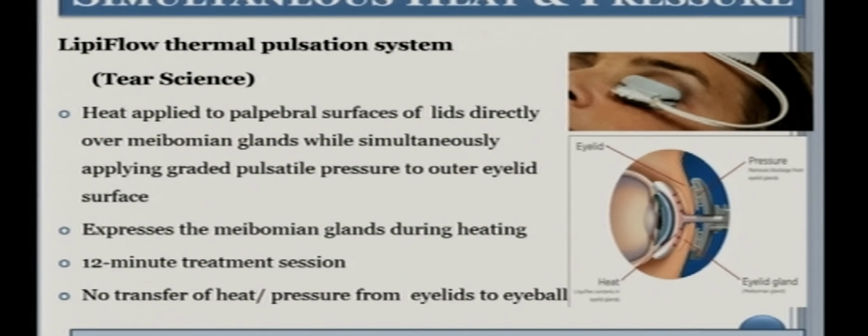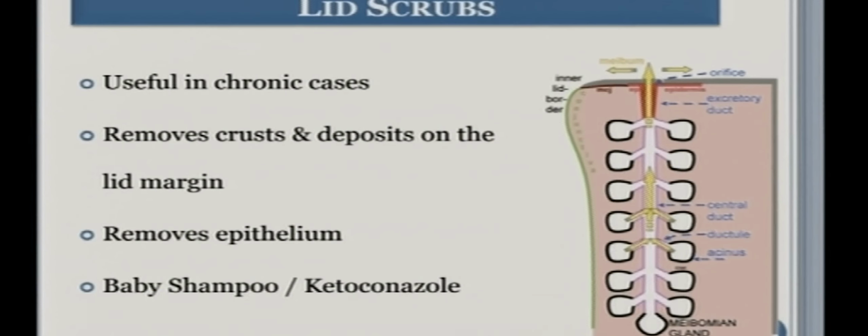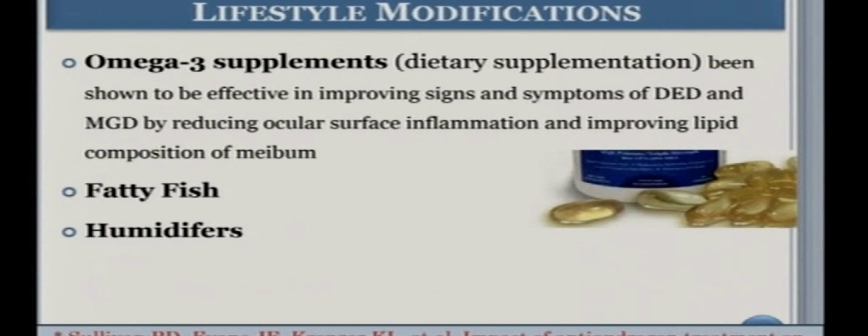You provide the heat from inside and you have a thermal pulsator from outside the lid. So you have simultaneous heat and pressure, and that really helps in expressing out the Meibomian secretions. And there are certain lid scrubs as well, because many times these secretions form crusting over here, and even if you press it, it's not going to get expressed out. So you have to use the scrub to remove these crusts from the lid margin. That is very, very important.